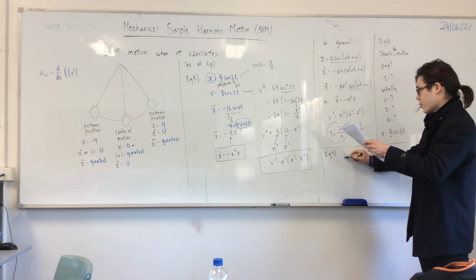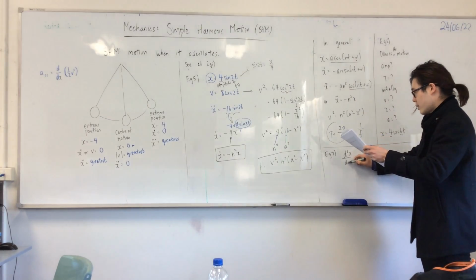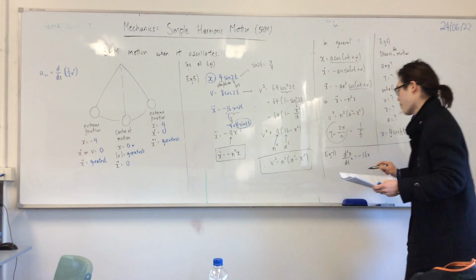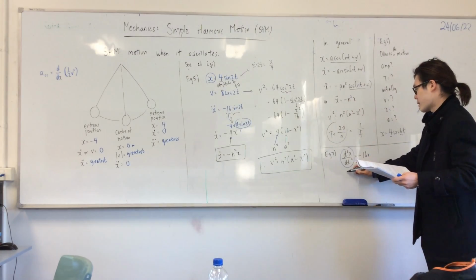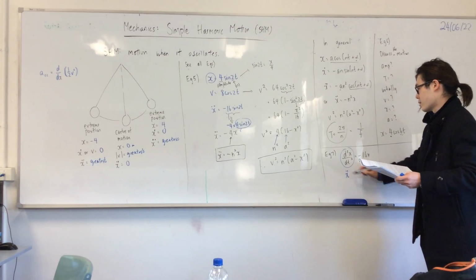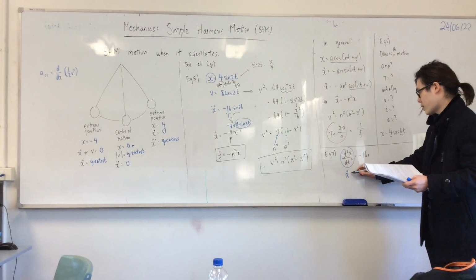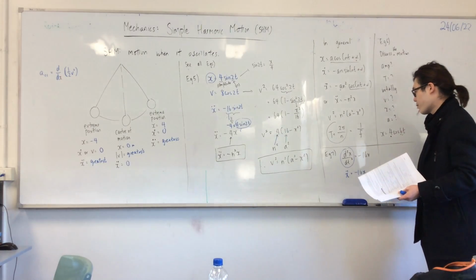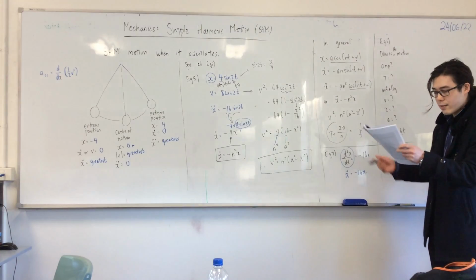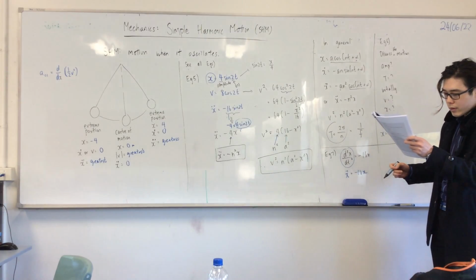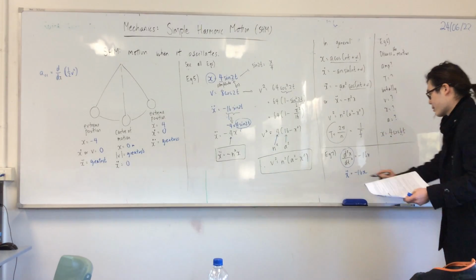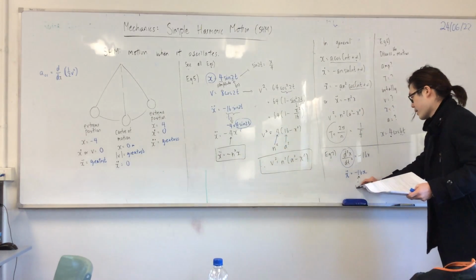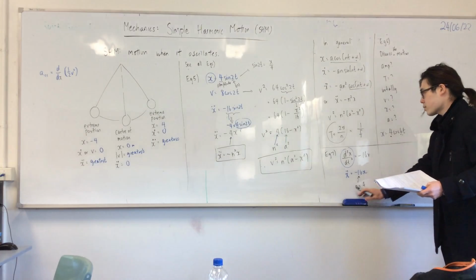So this time, we've got d squared x over dt squared equals minus 16x. What you need to first be able to spot is actually acceleration, because it's d squared x. You're differentiating displacement twice. So you want to write it in that form. You can already tell just by looking at that: n equals 4.